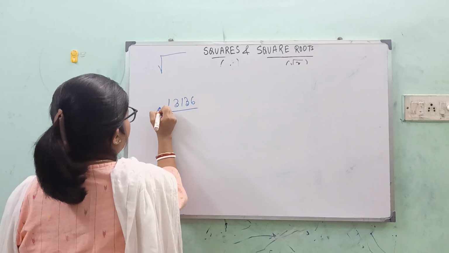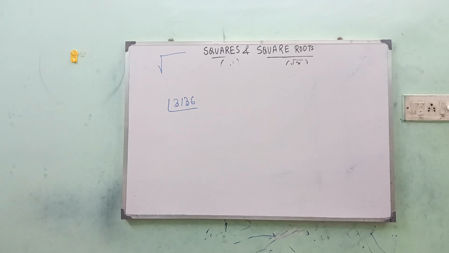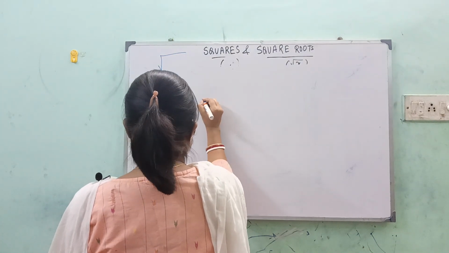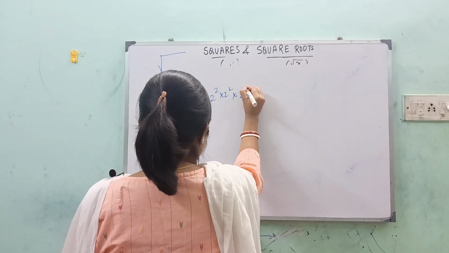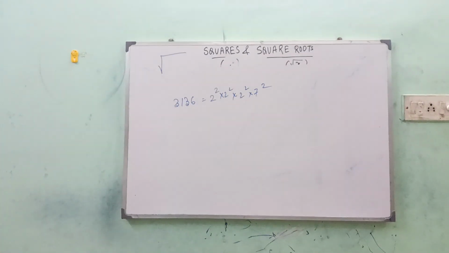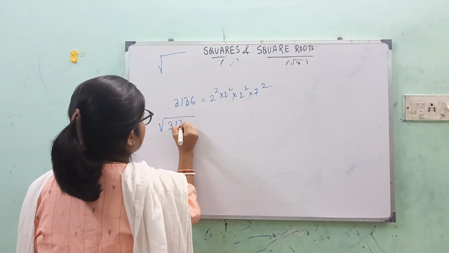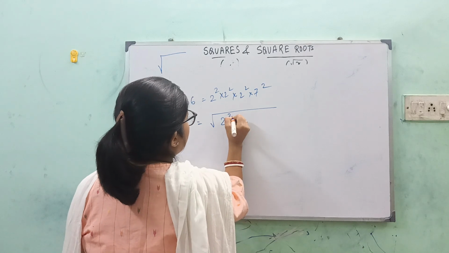First find out the prime factorization. In the previous sum we had done the prime factorization of 3136, which is 2 square, 2 square, 2 square and 7 square. Now when you write the square root of this 3136, then you just write the square root of this.